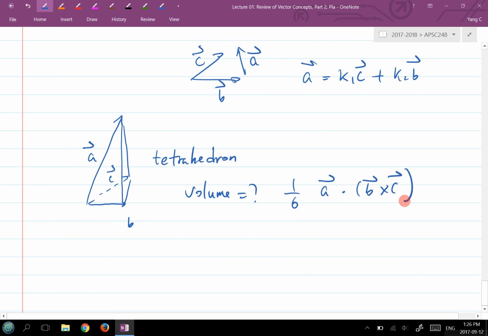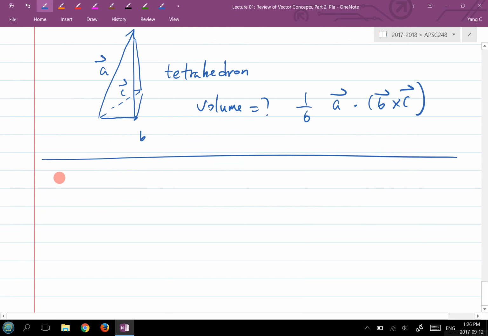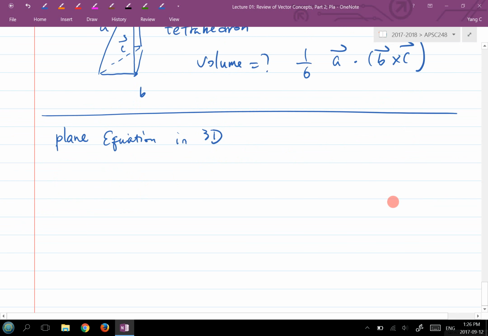Okay, is that good? If there's no question, this is basically the end of the review of all the vector concepts here. I'm going to look at a completely new concept from now on. Let's look at the plane equations in 3D, and after this one, we'll look at line equations in 3D.